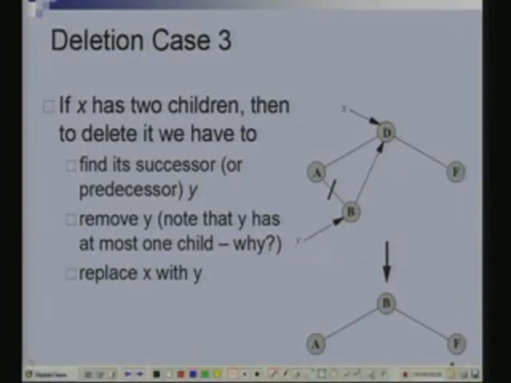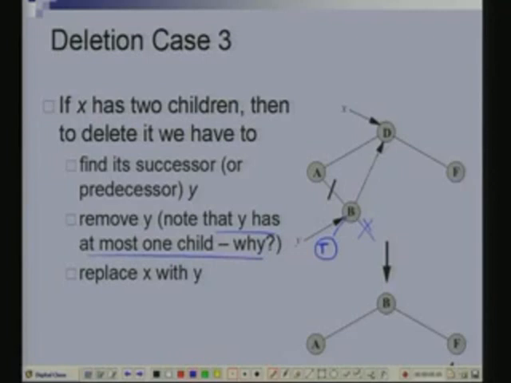So I could have a situation in which, let's say, we could have something like this. But b does not have a right child. There is nothing here. If b had a right child, then it would not have been the predecessor of d, because we would have gone down further. So b has only one child or no child. This need not be there. So that's what is being said here.